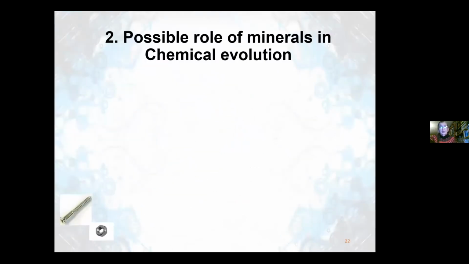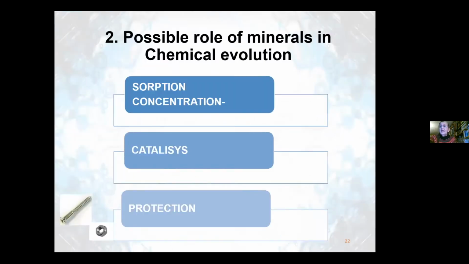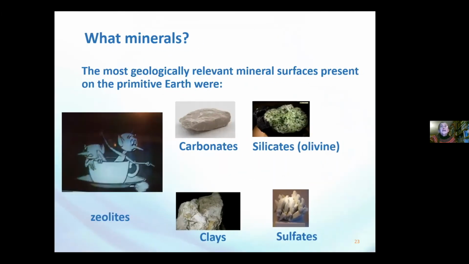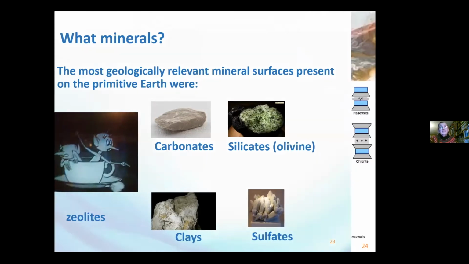The possible roles of minerals in chemical evolution can be summarized in three: adsorption, which helps the concentration of the molecules; catalysis, to take care of some reactions; and protection from external sources of energy. But which are the minerals that can be considered? The most geologically relevant mineral surfaces present on the primitive Earth were carbonates, silicates, sulfates, and clays. So I will focus on clays.